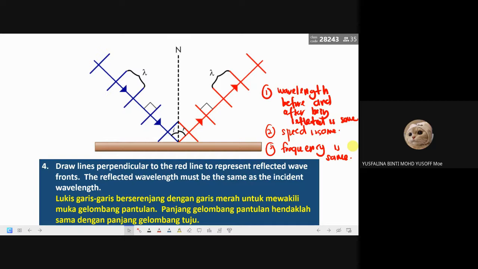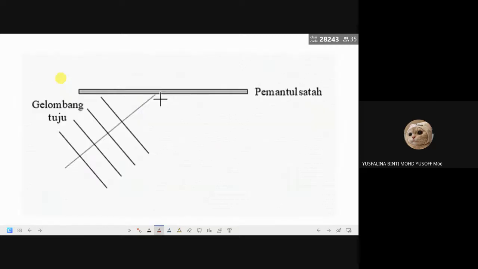What is changing here? Yes, very good. The only thing that changes in the reflection of wave is the direction of propagation. This one I just put the same, not changed. This one is different. What is the difference? Okay, yes, very good. All right, so we'll move on to the next one.